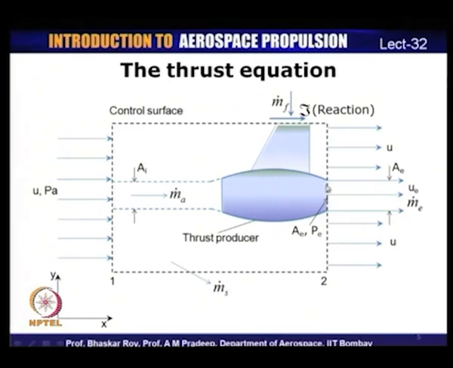You can see this is where the exhaust is, and then the control surface terminates right here. And there is a reason why it has to terminate right there. I will explain that a little later.